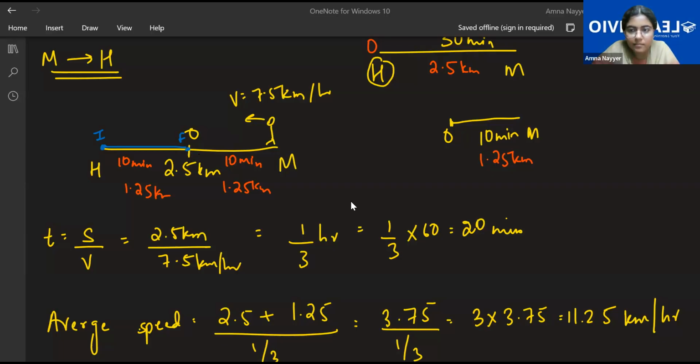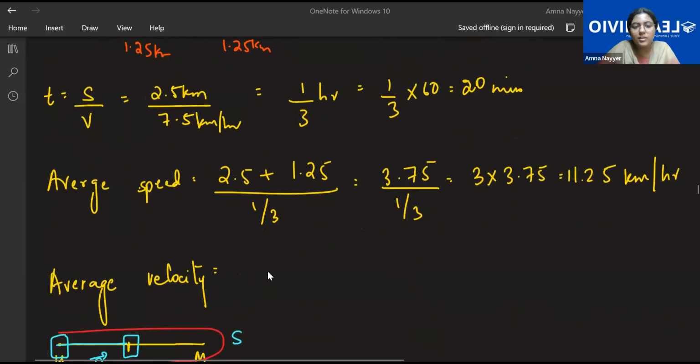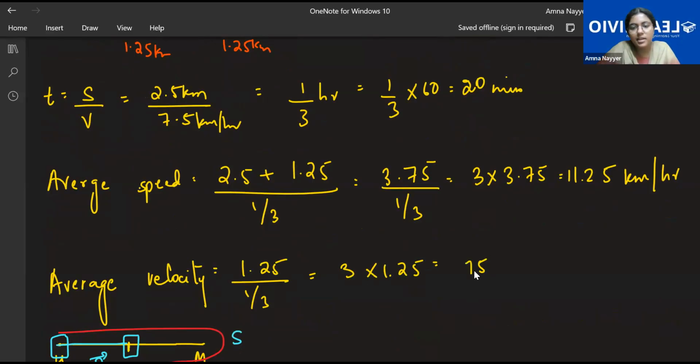Okay, ma'am. So average velocity will be 1.25 divided by 2/3, that is 3 into 1.25, which is 3.75 kilometer per hour. Okay, that's how you have to calculate.